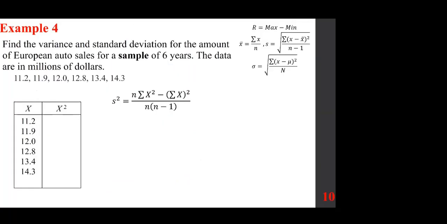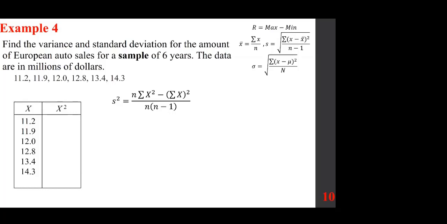Find the variance and standard deviation for the amount of European auto sales for a sample of 6 years. The data are in millions of dollars. It's important to pay attention that this is a sample. The variance S squared is summation of x minus x bar quantity squared over n minus 1, or n summation of x squared minus summation of x quantity squared over n times n minus 1. There are two different ways of calculation. Let's look at this method of calculation. Again, for practice, we are looking at various types.